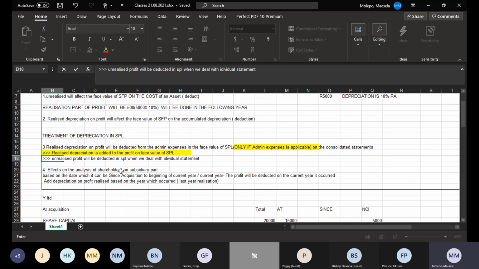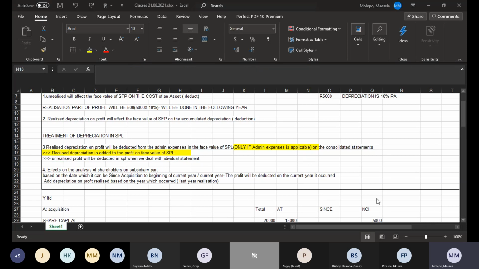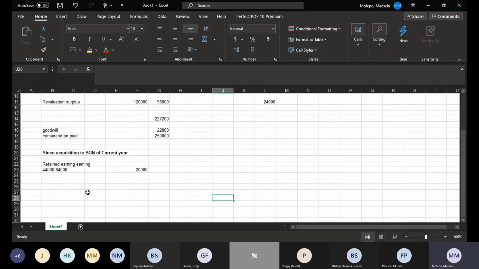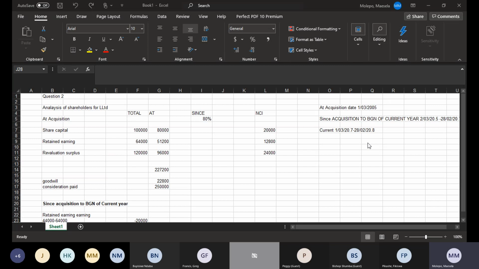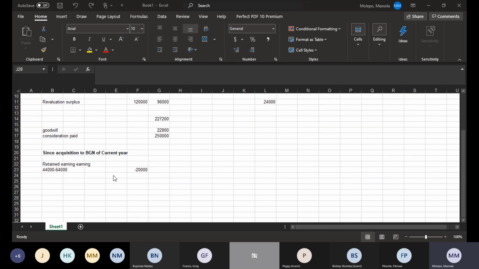that profit. So the profit was realized between, I'm gonna go back to my initial one, the one whereby I'm dealing with the question. Just hold on when I'm sharing it again. So when we are tackling this, the unrealized profit was done in this year, the one between 1 March 2006 up to the 28th February 2007. So that particular year, when we'll be doing the unrealized profit, we're gonna deduct it here.